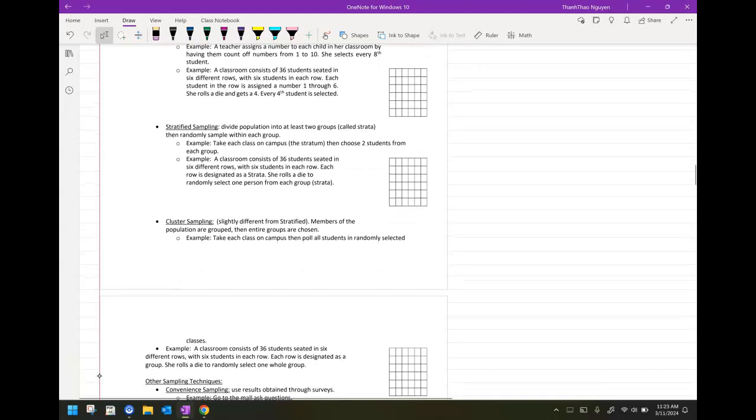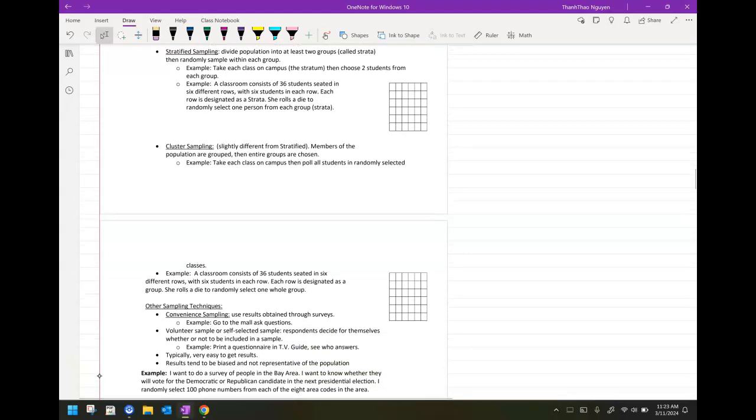Cluster. It's slightly different from stratified. Members of the population are grouped, then entire groups are chosen. So take each class on campus, then pull all students in the selected classroom. A classroom consists of 36 students seated in 6 different rows, with 6 students in each row designated as a group. Then the teacher rolls a die to randomly select the whole group. So say, for example, I have 6 groups.